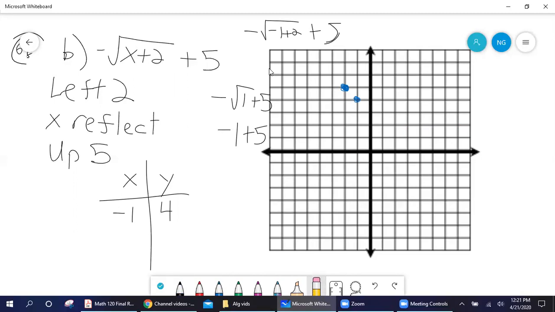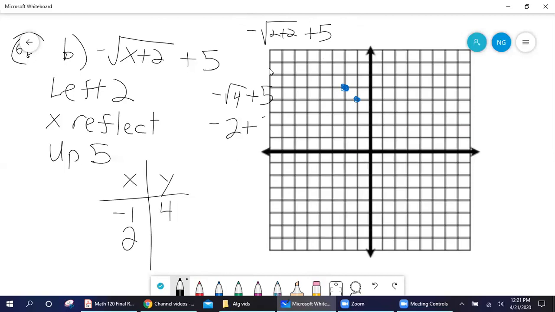Another good pick for x might be, let's try +2. The reason that's nice is I know that's going to give me a nice square root. So that would be negative square root of 4 plus 5. So that's going to be -2 plus 5, 3. So at 2, I'm at 3. And there's my square root curve.